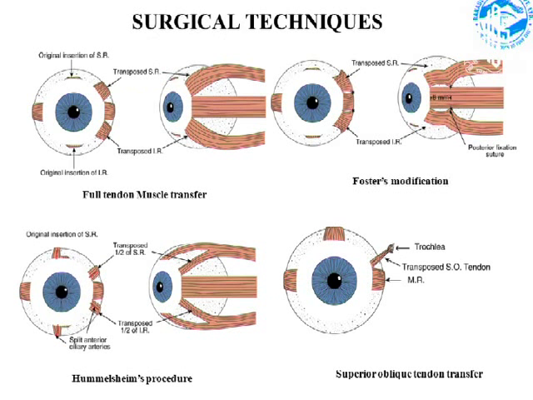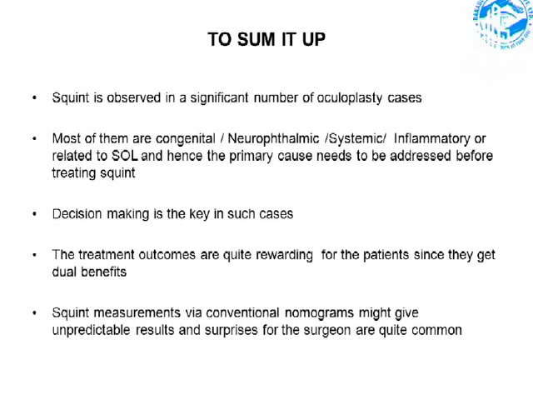As you can see here, there are techniques available and followed, like full tendon transfer techniques or Foster's modification. You can think about a Mogelson procedure. You can even think about the reversibility of the tendon transfer. Just to sum it up, this is a very big topic, a very confusing topic, and very difficult to put up in a small span of 12 minutes.